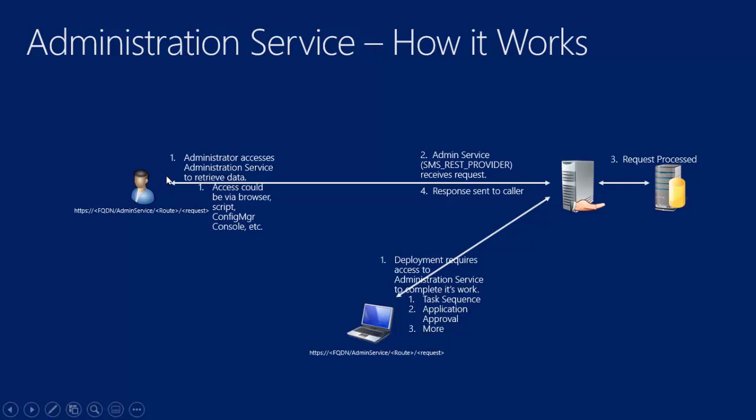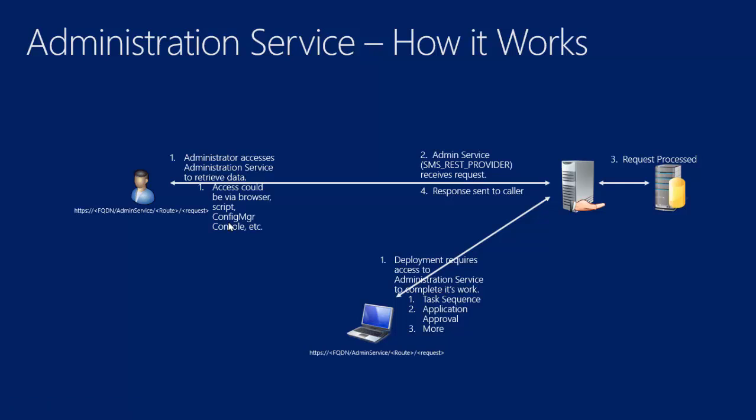With on-prem, you either have an administrator who is interacting with the admin service to retrieve data. You might want to be pulling that through browser, through script, through the ConfigMgr console, whatever. And that admin needs to access the data, right? Now, how does the admin go access that data? Well, if you're in the browser or if you're in a script, then you need to know how the admin service is accessed, right?